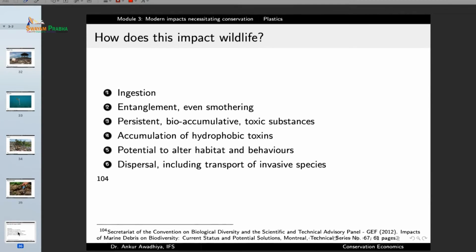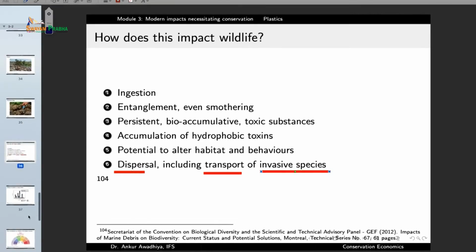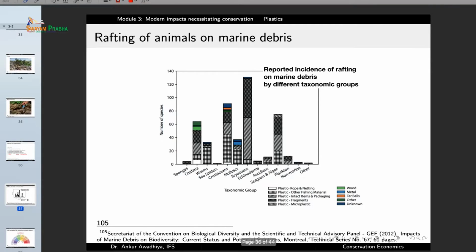Another way in which plastics impact the biodiversity is by facilitating the dispersal and transport of invasive species. The dispersal as well as the transport and especially of invasive species. Now, what does that mean? A number of plastics are light in weight. They have a less density, so they float on top of water. Now, if an organism needs to move from one place to another, it may just use this piece of plastic as a boat, and together with this plastic, it will move to some other location.